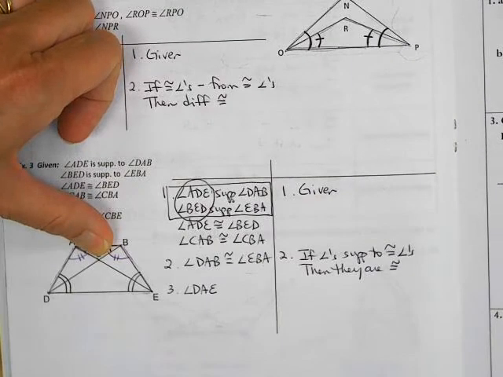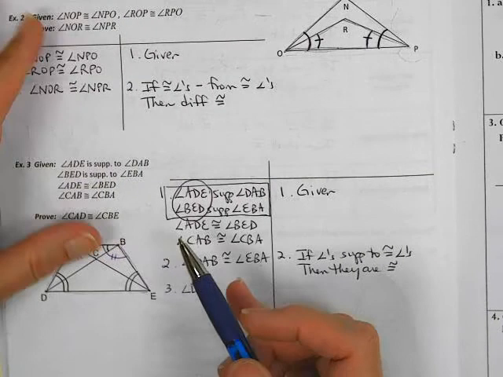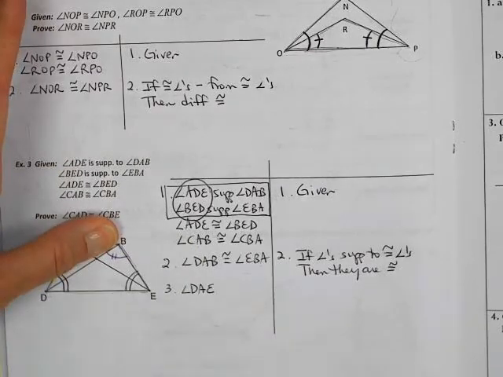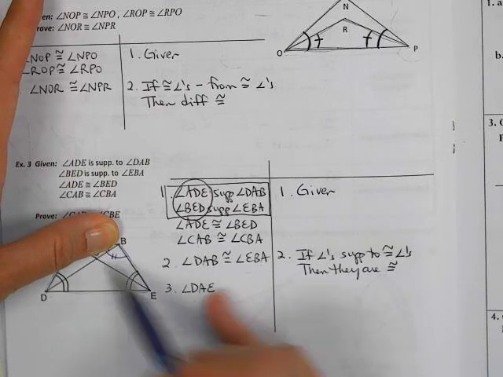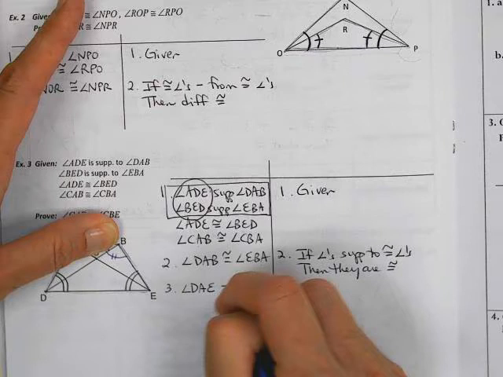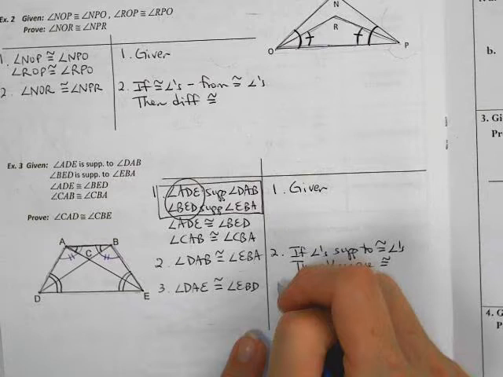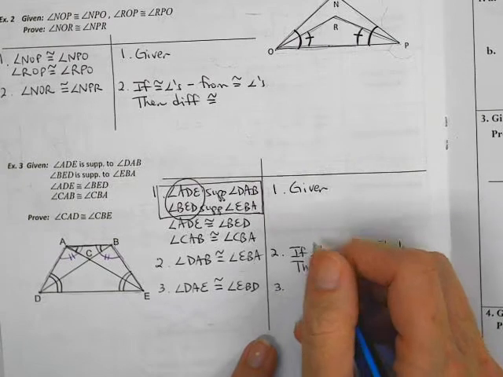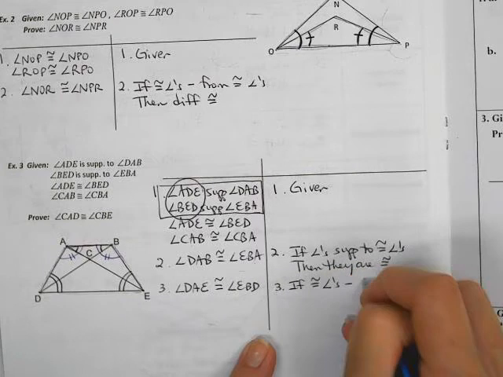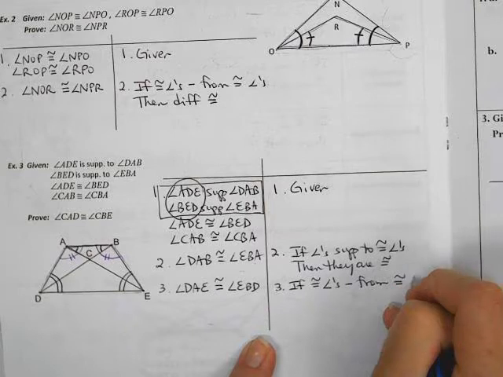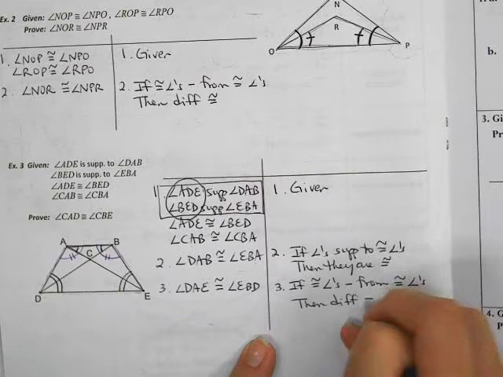I'll call it DAE. And then on the other side, I have the purple that overlaps with the black, so I'm going to cover up the overlap, and I can see it's this angle that's left, which is angle EBC, or I could call it angle EBD. Doesn't really matter. And that's by subtracting. So that's if congruent angles are subtracted from congruent angles, then the differences are congruent.